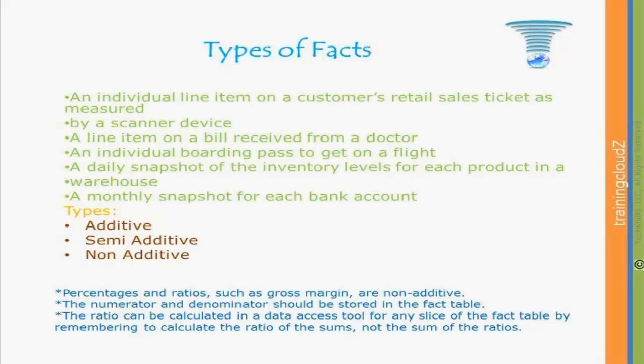Semi-additive and non-additive. You do have semi-additive facts. If you want the definition, you can see here. Percentages and ratios such as gross margin are non-additive. The numerator and denominator should be stored in the fact table. The ratio can be calculated in the data access tool for any slice and dice of the fact table by remembering to calculate the ratio of the sums. Note, the ratio of the sums, not the sums of ratios.